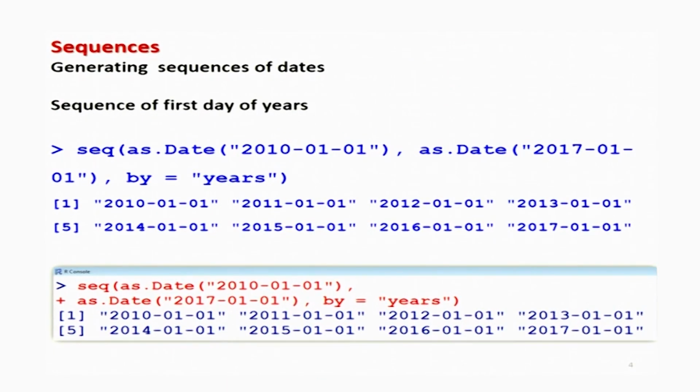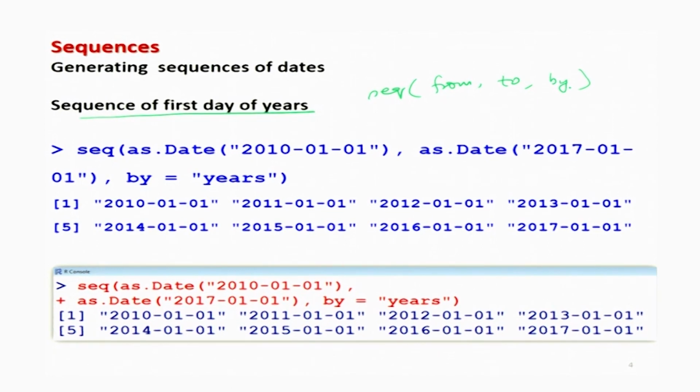So suppose first I try to consider how to generate the sequences of years. Suppose I want to generate the sequence of first day of years. The way I am going to write down these commands is that the first value, inside the parenthesis, is going to be from, the second value is going to be to, and the third value is going to be by.